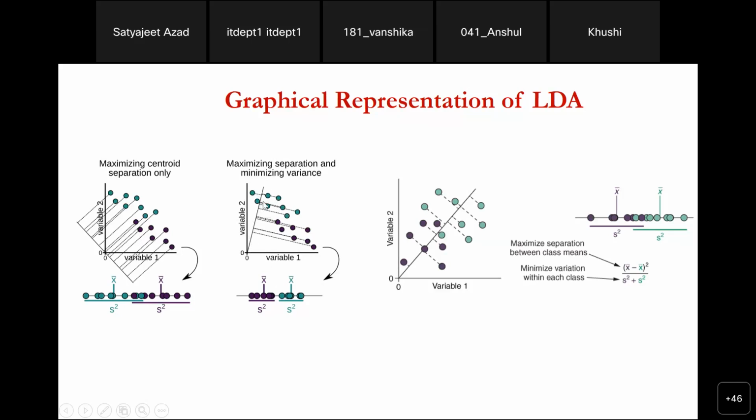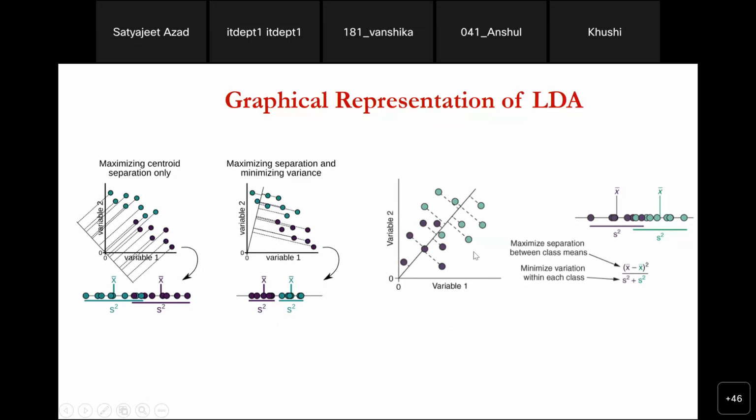LDA is nothing but creating a new axis and then capturing the variance. Here you can see there is a clear separation between these two classes, defaulters and non-defaulters. Now just see this one. This is another example. I think you have seen it. Let's say this is age and salary.